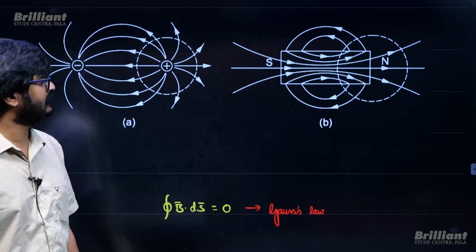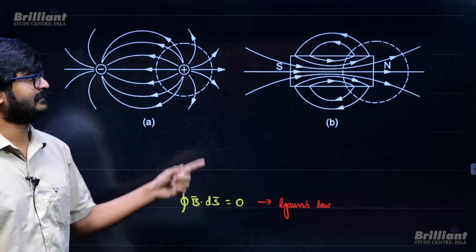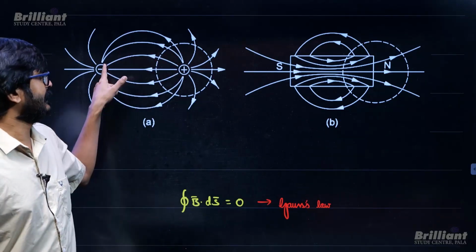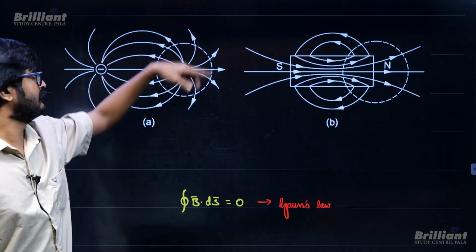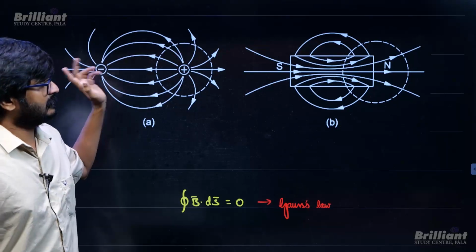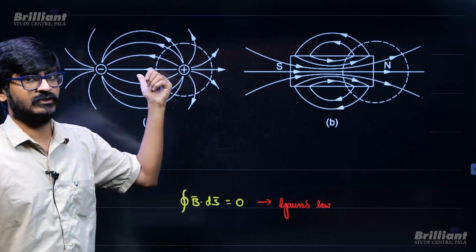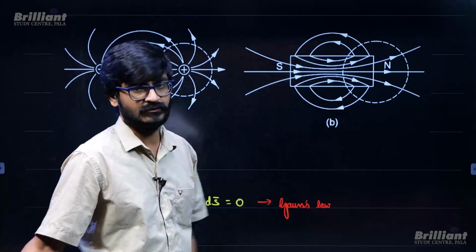Yeah, so the biggest difference between electric field lines and magnetic field lines is that electric field lines start from the positive charge and end at the negative charge or infinity, right? But these are closed. These electric field lines won't be closed, but magnetic field lines will always be closed lines.